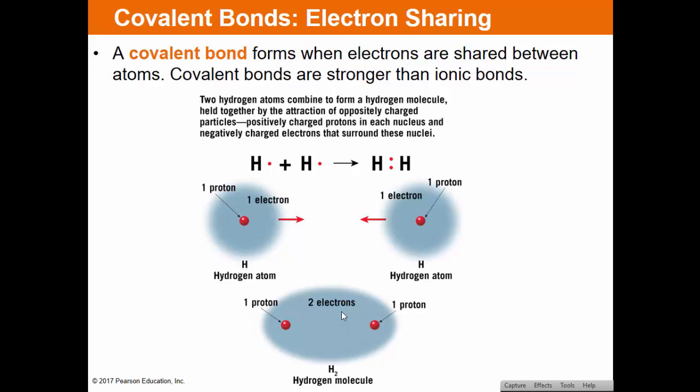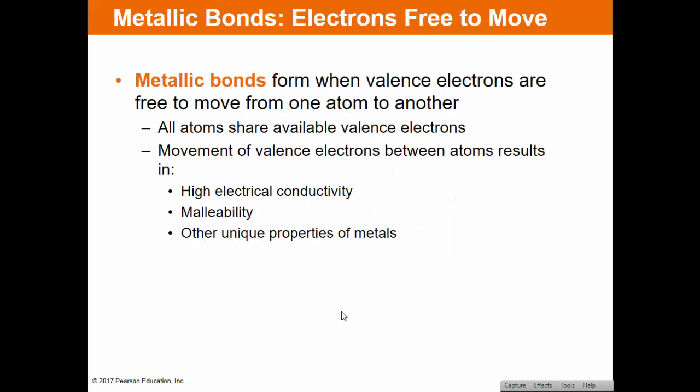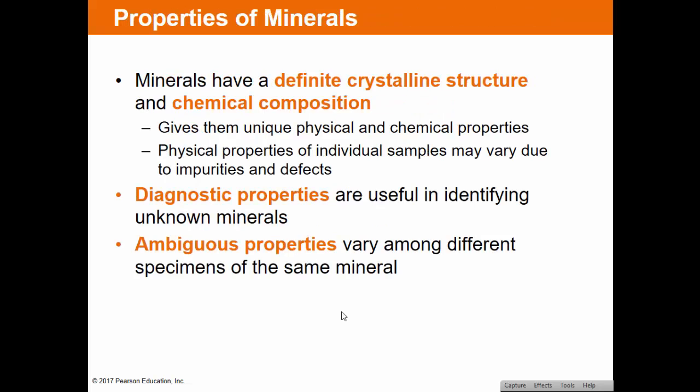It's very, very strong. And the bond between H2 and O of H2O is very, very strong. All right. Metallic bonds, a little bit different form. When valence electrons are free to move from one atom to the other, all atoms share available valence electrons, and the movement of valence electrons around atoms results in what makes metals so highly electrically conductive, malleable, meaning they can be squished and moved, and it also gives them other unique properties, the metals, the metallic bond.